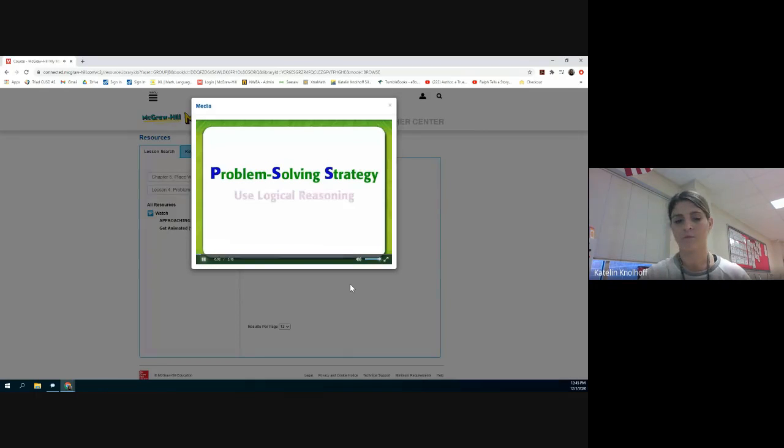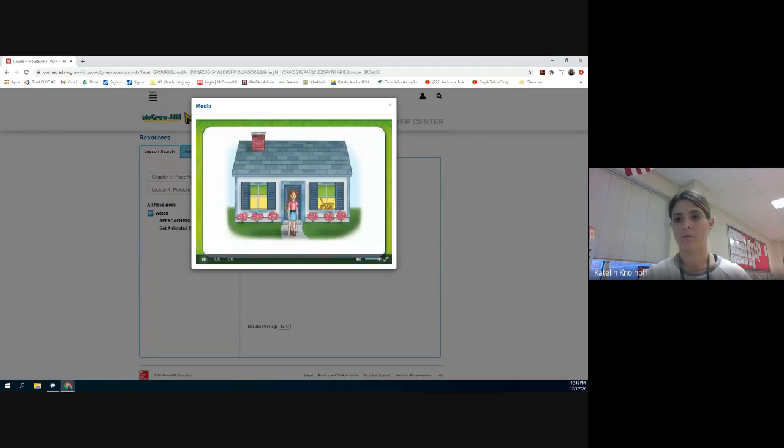Problem-solving strategy: use logical reasoning. The number on Eva's house is a 3-digit number. The first digit is less than the last digit. What is Eva's house number?